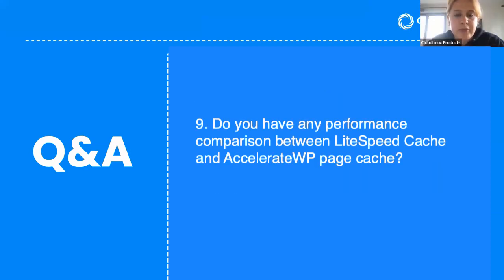Do you have any performance comparison between LiteSpeed Cache and AccelerateWP page cache? As far as I know, we do have some performance comparisons internally that we're working on. We're collecting a lot of that data as we go. It's a very new product, and we just launched the beta program just about a month ago. So a lot of our early beta testers are hard at work promoting this to their end users and onboarding customers. So we're collecting a lot of data, but we're also doing internal testing and benchmarking ourselves.